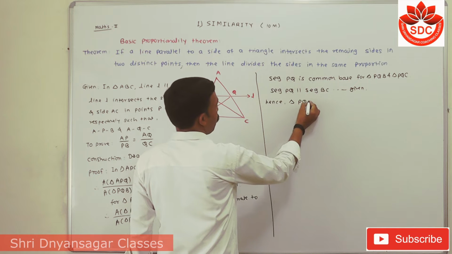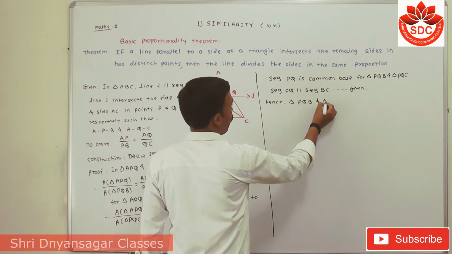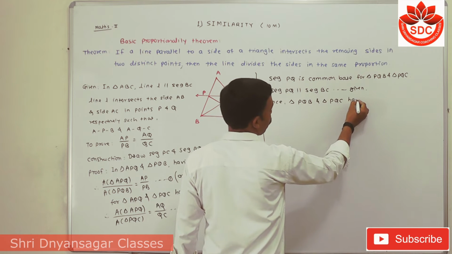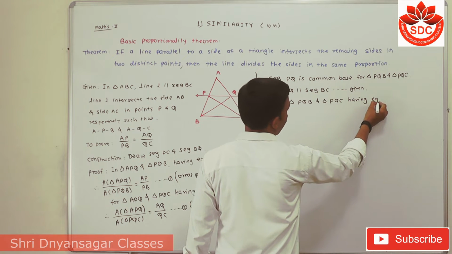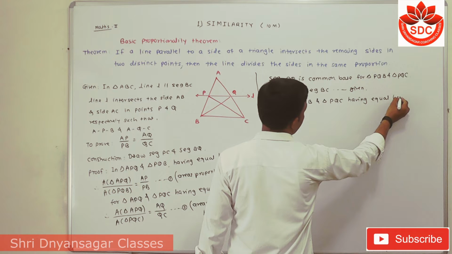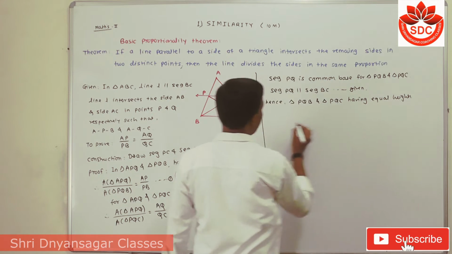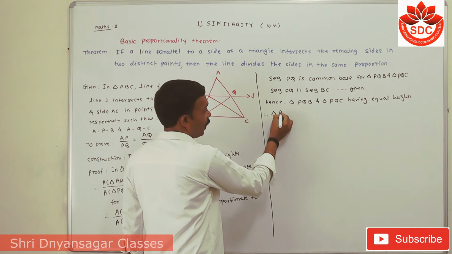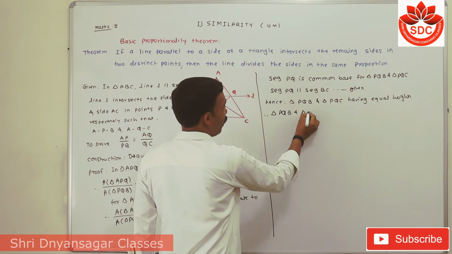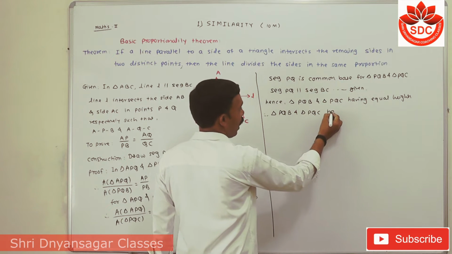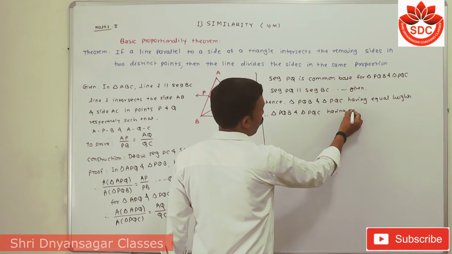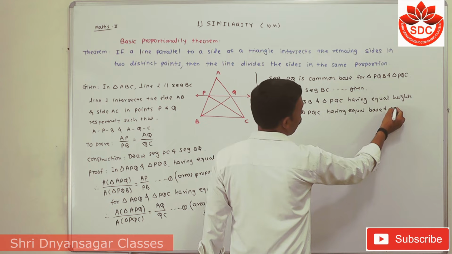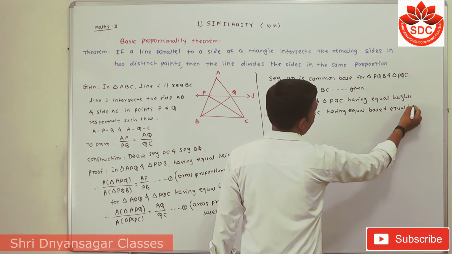Triangle PQB and triangle PQC having equal heights. That is, therefore triangle PQB and triangle PQC having equal base and equal height.